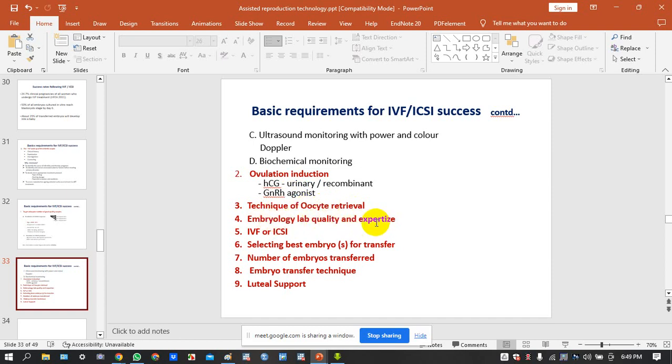Embryology lab quality and expertise: is the laboratory person qualified to concentrate the sperm and put it in the catheter that will be put in the uterus of the woman, for IVF or ICSI? Selecting the best embryos for transfer: how are we able to select the best embryos for transfer? Number of embryos to be transferred: if you transfer too many embryos, there will be multiple gestations, too many of them. Then luteal support, which we'll be looking at shortly.